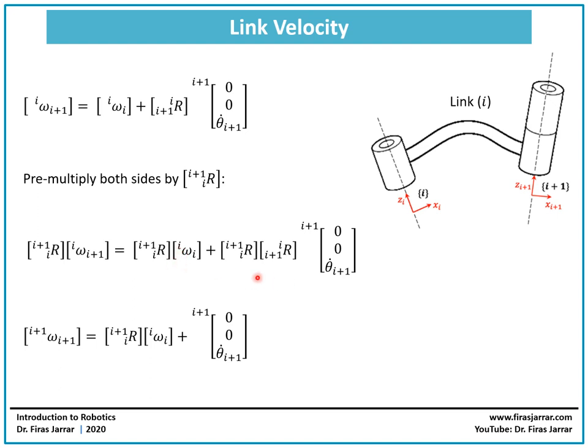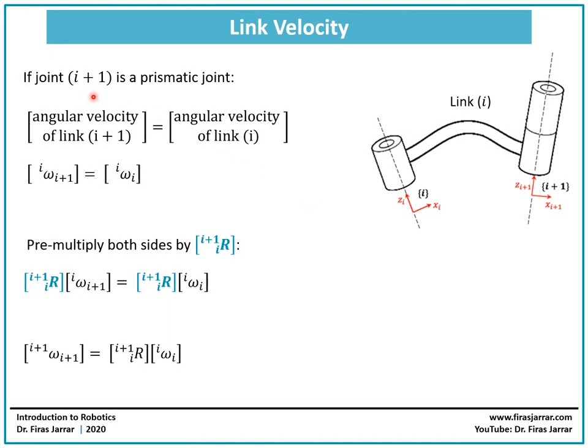The product of these two matrices is going to give me the rotation matrix of I plus 1 expressed in frame I plus 1, which is basically the identity matrix. And as we said before, multiplying any matrix by the identity matrix is equivalent to multiplying a number by 1, which gives me the same number. So simply what I'm trying to say is that this can be cancelled out. It will drop out from the formula, and this is going to be the formula for the angular velocity of link I plus 1.